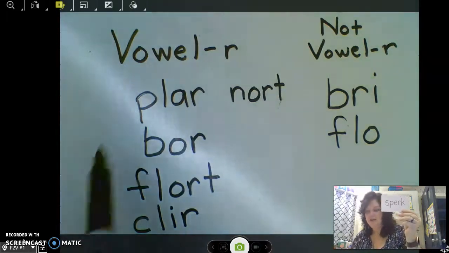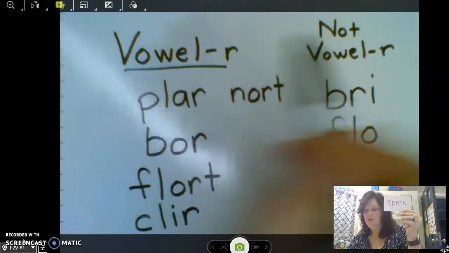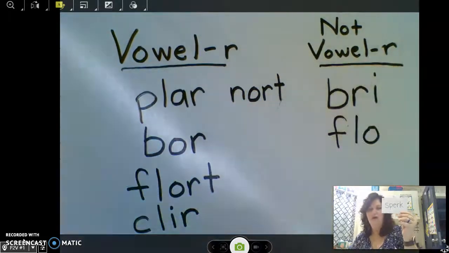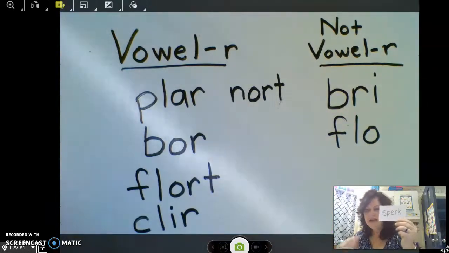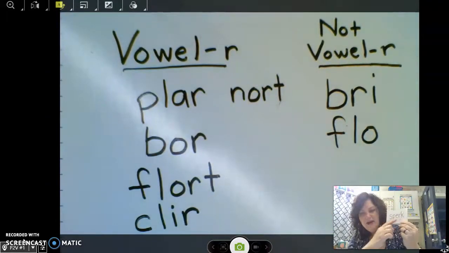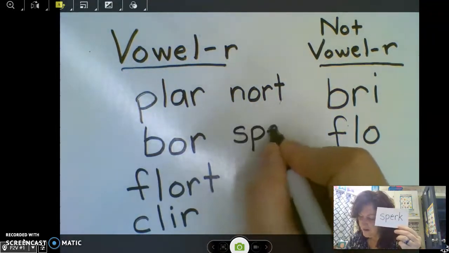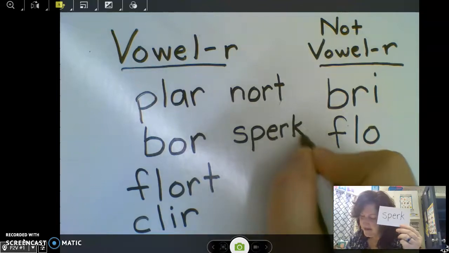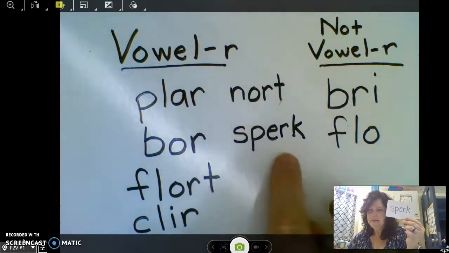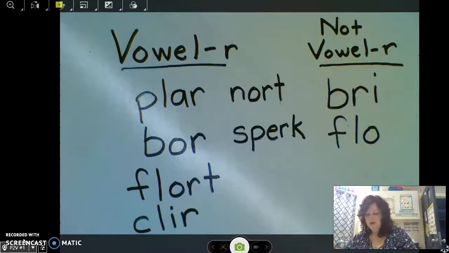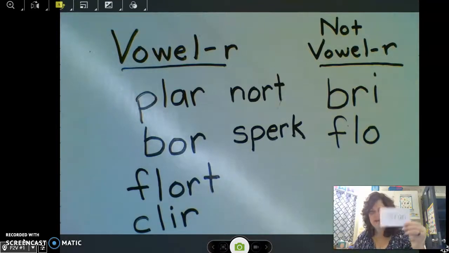Which side are you going to put it on? Are you going to put it on the vowel-R or the not vowel-R syllable side? Very good. If you said, I see the E followed by an R, it is going on the vowel-R, and hopefully you're thinking to yourself, that word is spirk. Spirk. Crazy. Who thinks of these things?